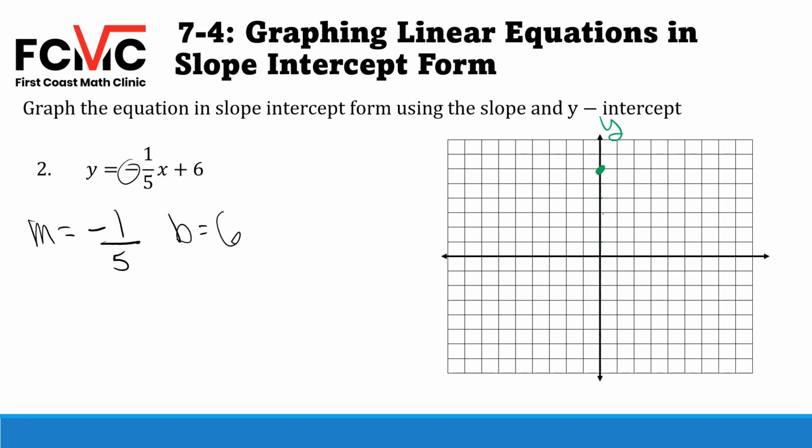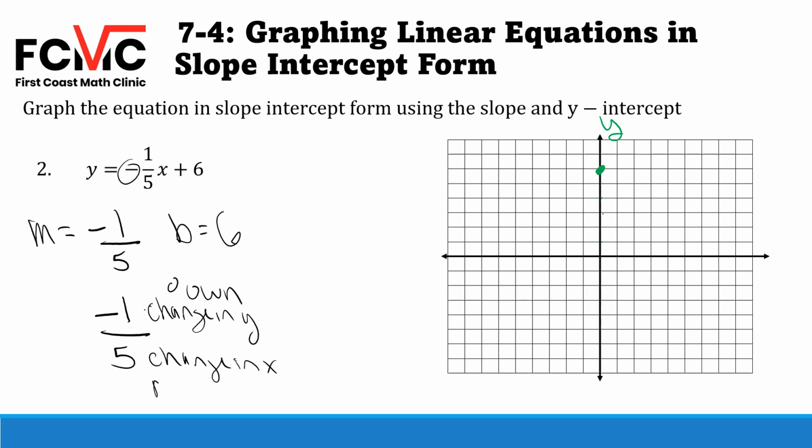Our slope is negative 1/5. Remember, that's our change in y, so we're going to go down 1. The denominator is change in x, so we're going to go right, again, because it's positive. So starting at 6, we're going to go down 1 and then right 5: 1, 2, 3, 4, 5. That's our point. Let's connect these. I'm just going to extend this a little bit to the left. And that's going to be our graph for number 2.